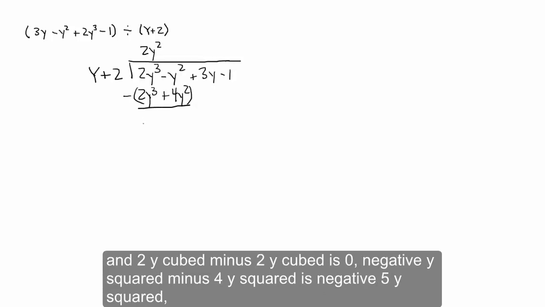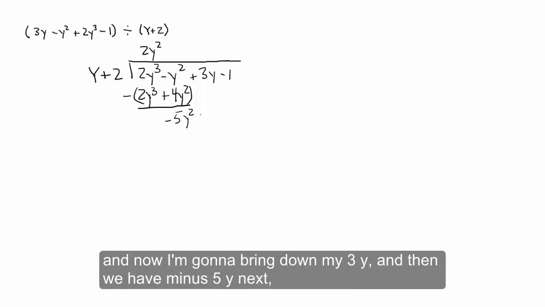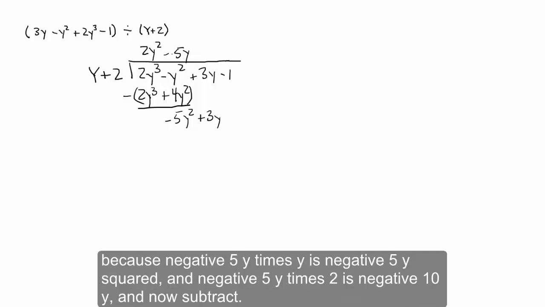And 2y cubed minus 2y cubed is 0. Negative y squared minus 4y squared is negative 5y squared. And now I'm going to bring down my 3y. And then we have minus 5y next, because negative 5y times y is negative 5y squared. And negative 5y times 2 is negative 10y. And now subtract.